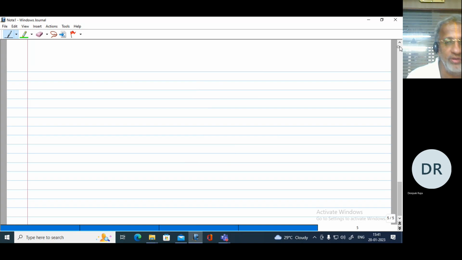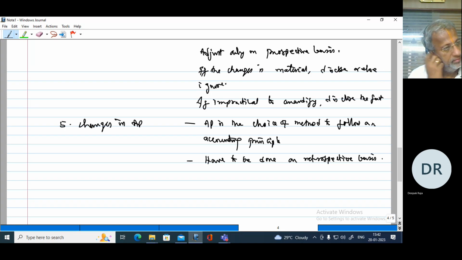Have to be done on a retrospective basis. Adjust in the current year P&L account. Correct? Why would change be there? See, accounting policy, I told. They are changing from WDB to straight line method.